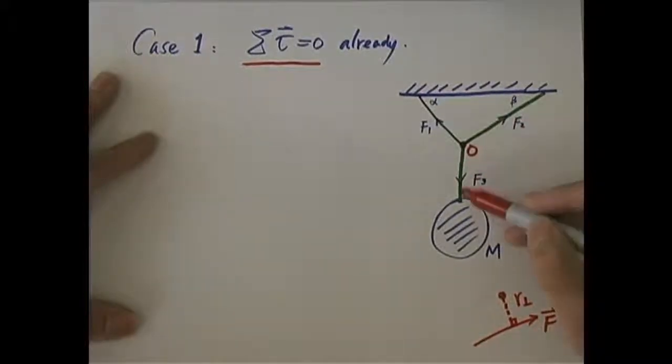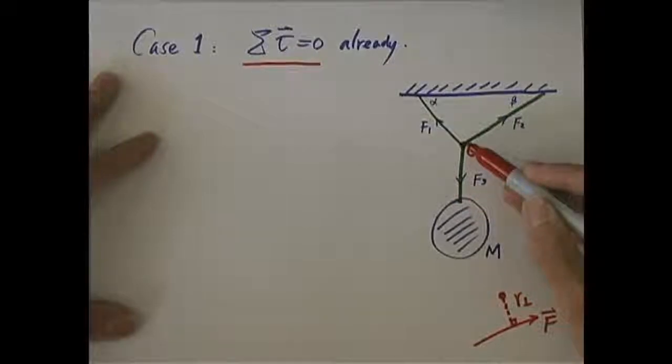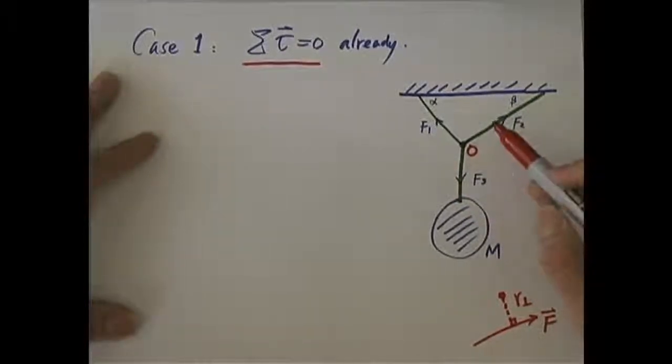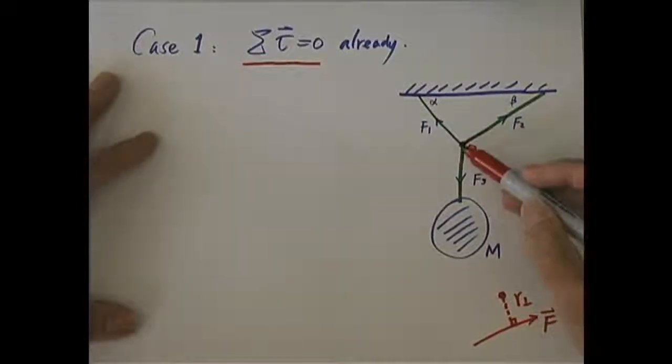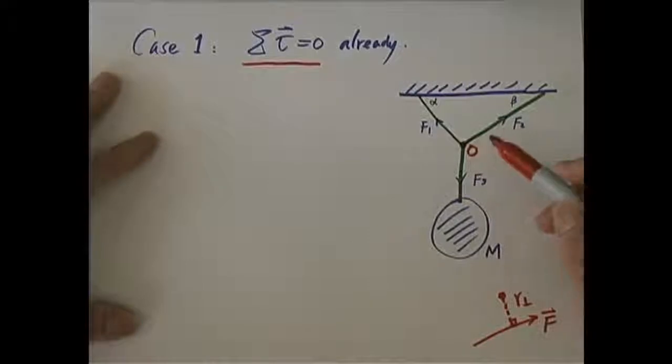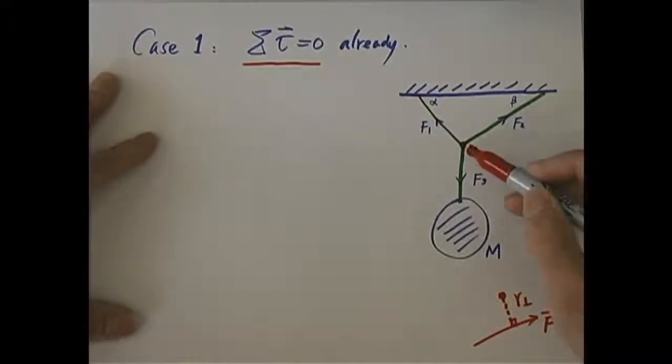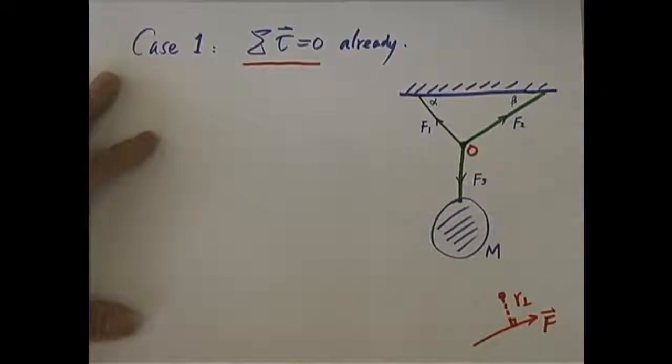So none of these 3 forces provide any torque, and therefore the net torque about point O is already 0, regardless of the values of F1, F2, and F3. It's because they happen to pass through the same point. Okay, and since the torque is 0 about this point, it must be 0 anywhere else. So that is why I say the second condition is already met.